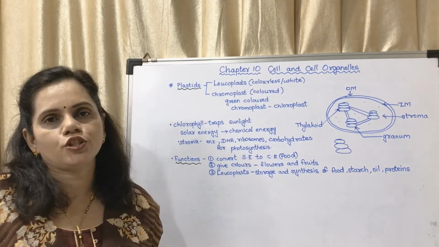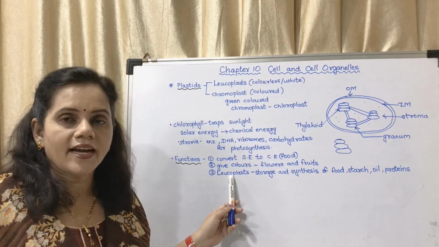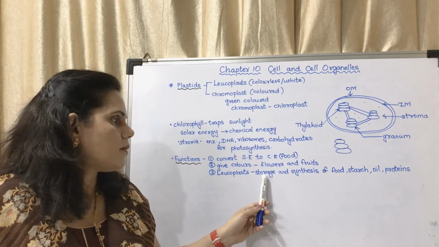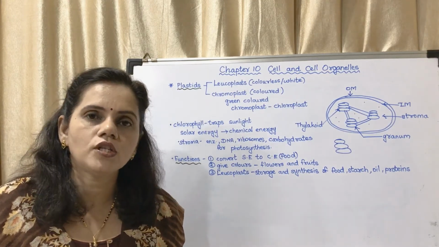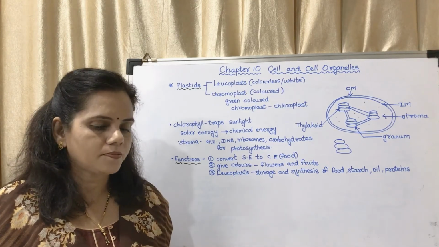It gives colors to the flowers and fruits. Leucoplasts, which are white colored plastids, help in storage and synthesis of food, starch, oil and proteins. Now you may see the textbook.